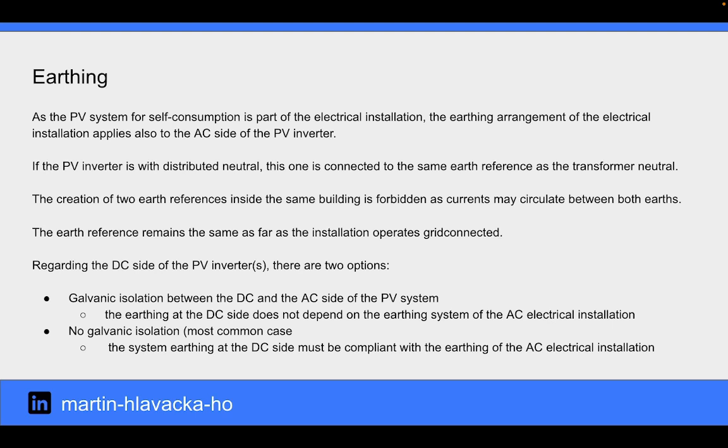Regarding the DC side of the PV inverters, there are two options: galvanic insulation between the DC and the AC side of the PV system, where the earthing at the DC side does not depend on the earthing system of the AC electrical installation, or no galvanic insulation, which is the most common case. Then the system earthing at the DC side must be compliant with the earthing of the AC electrical installation.